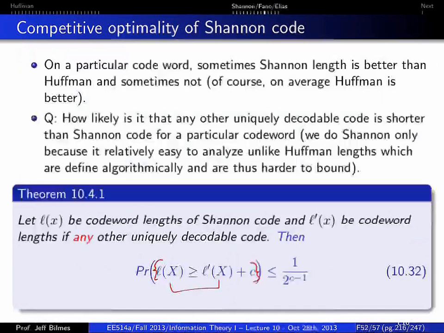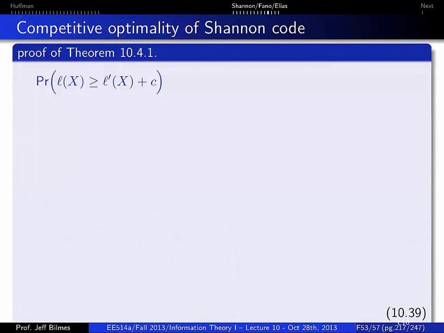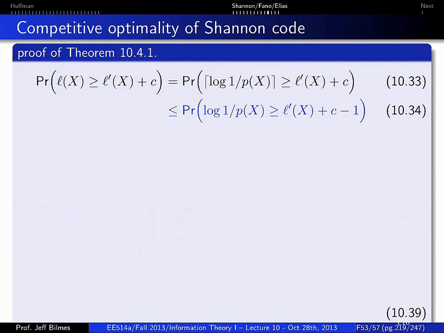So how do we do this? How do we prove this? Well, here's the probability, and this is where you're going to see where the capital X's come in. So this is another way of writing it, just using the definitions. And here's yet another way of writing it.